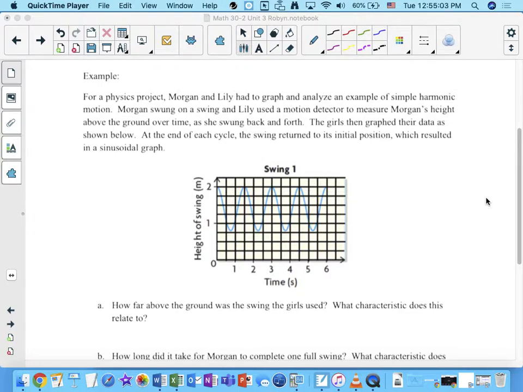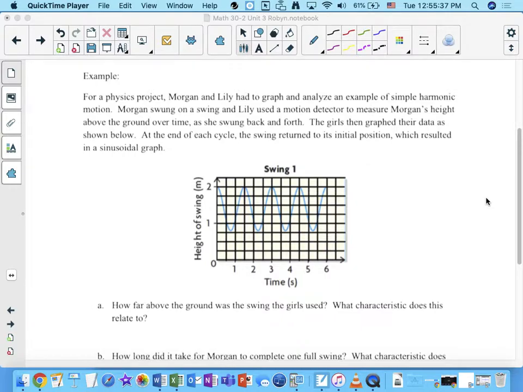For a physics project, Morgan and Lily had to graph and analyze an example of simple harmonic motion. Morgan swung on a swing and Lily used a motion detector to measure Morgan's height above the ground over time as she swung back and forth. The girls then graphed their data as shown below. At the end of each cycle, the swing returned to its initial position, which resulted in a sinusoidal graph.